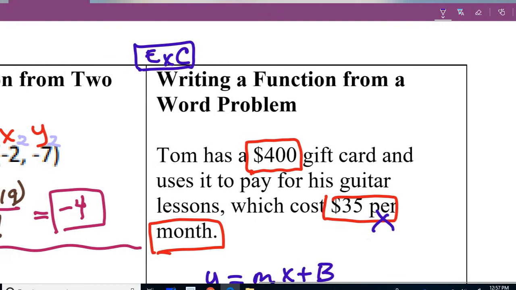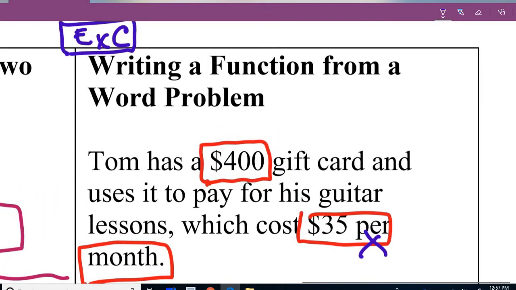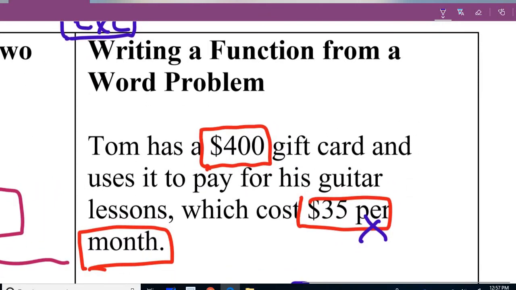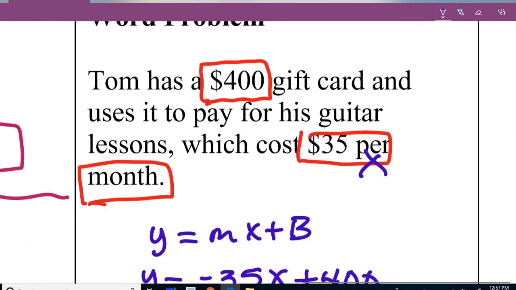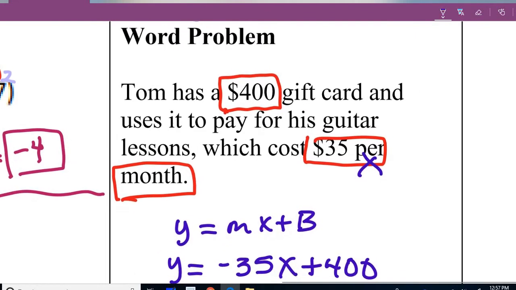Now, example C, you're going to write a function from a word problem. Tom has a gift card and uses it to pay for his guitar lessons, which cost $35 per month. Remember that the rate of change, which is the slope, is in front of the per. Change the per to an x and put it in slope-intercept form.